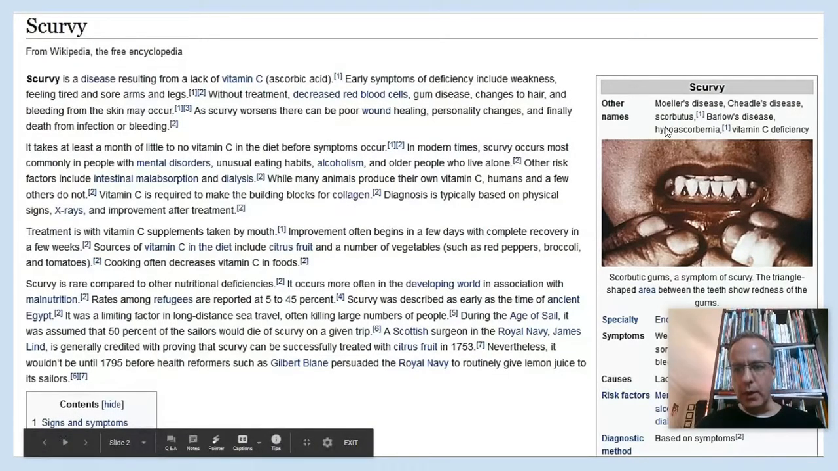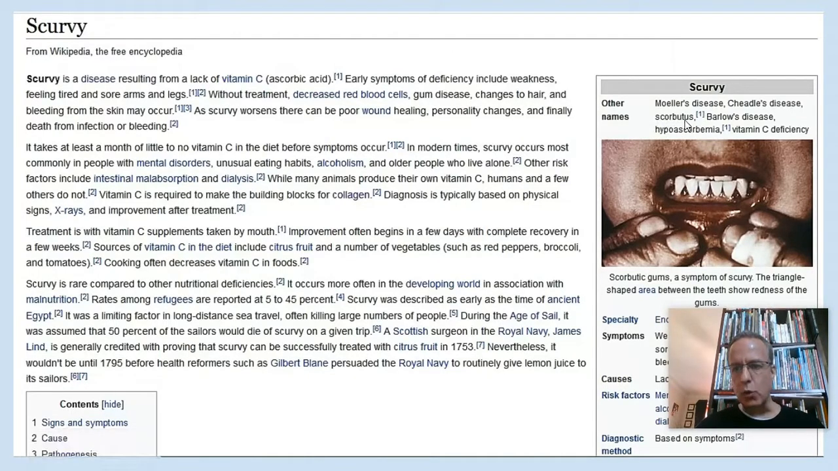One thing I want to point out here is this. Another name for scurvy is this word scorbutus. So that will become relevant in a minute. I'll say something about that. But so scorbutus, also another word for scurvy.